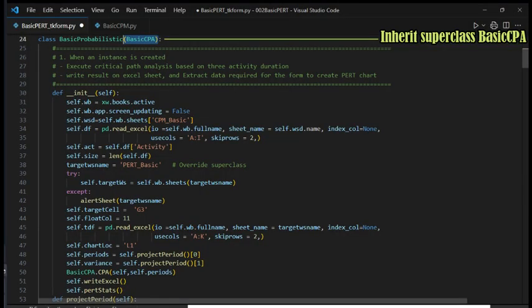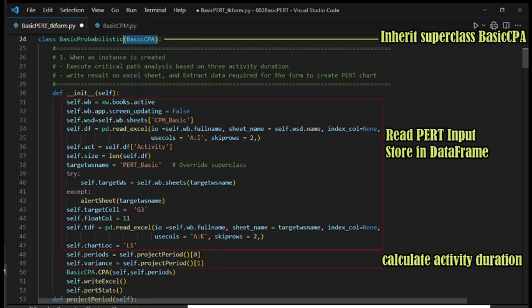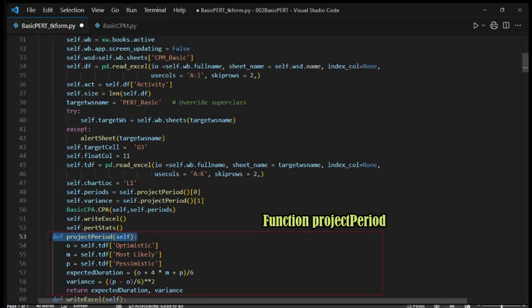P50 schedule is produced by means of critical path method built in the class basic CPA. This can be implemented by inheriting the basic CPA class in the basic CPM module. Only the difference is activity period for critical path analysis. P50 schedule is based on activity mean period calculated according to PERT. For this purpose, the project period function for P50 schedule is developed newly to override that for basic CPM.